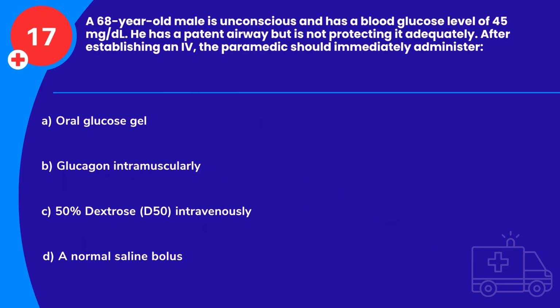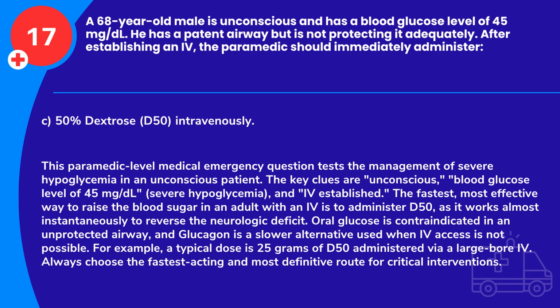Question 17. A 68-year-old male is unconscious and has a blood glucose level of 45 milligrams per deciliter. He has a patent airway, but is not protecting it adequately. After establishing IV access, the paramedic should immediately administer A. oral glucose gel, B. glucagon intramuscularly, C. 50% dextrose D50 intravenously, D. a normal saline bolus. Answer. C. 50% dextrose D50 intravenously.